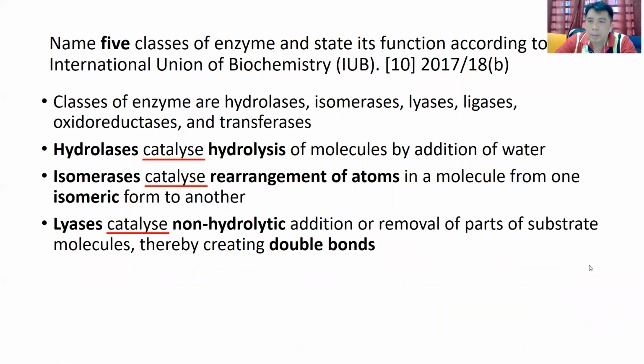In year 2017, name 5 classes of enzyme and state its function according to the International Union of Biochemistry, IUB. Now the IUB becomes IUBMB, International Union of Biochemistry and Molecular Biology. Classes of enzyme are hydrolases, isomerases, ligases, oxidoreductases, and transferases. But the question is 5 classes, so you just give 5 classes. Here I show you 6 classes.